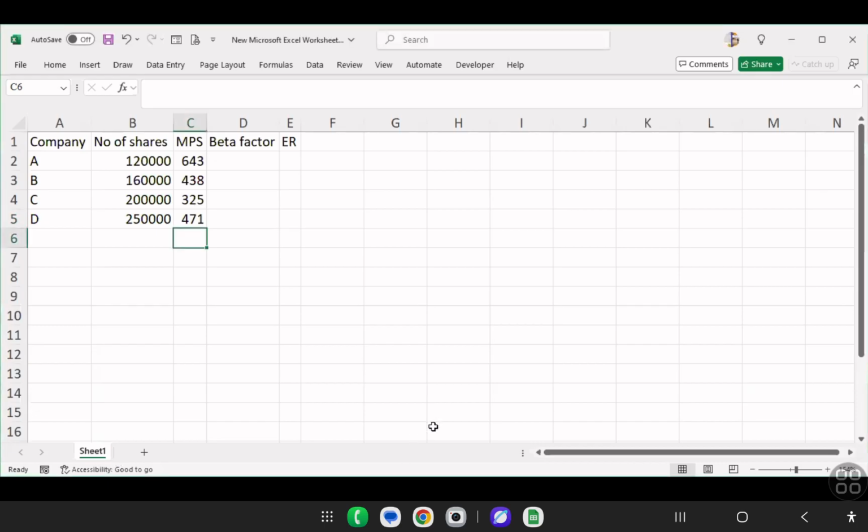Having done that, we have the beta factor. The first is 1.04. The next one is 1.15. The next one is 0.80. And the last one is 1.53.